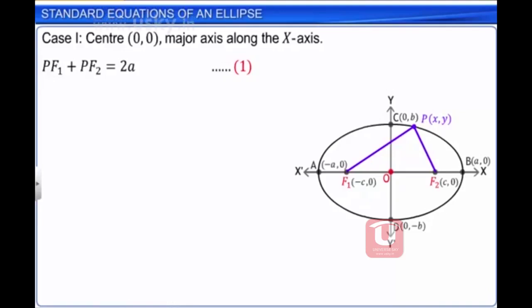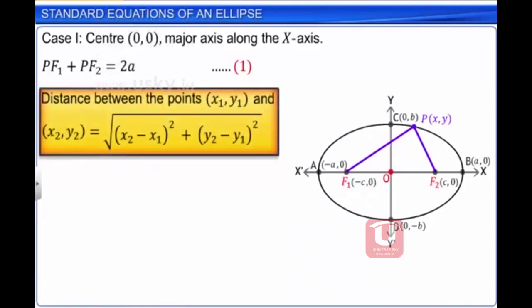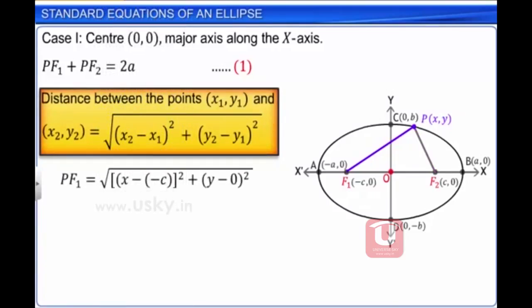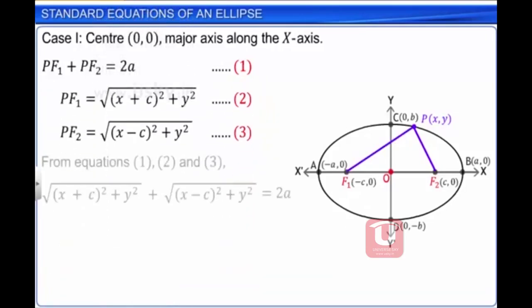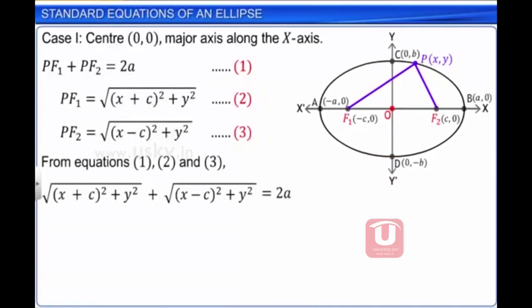We already know the formula for calculating distance between two given points. Using the distance formula, we get distance PF1 is equal to under root x plus c whole square plus y square. Similarly, using the distance formula, we get distance PF2 is equal to under root x minus c whole square plus y square. Let us substitute the values of PF1 and PF2 from equations 2 and 3 in equation 1.